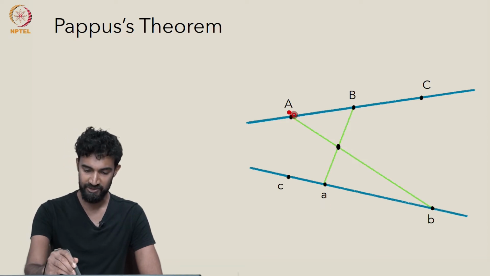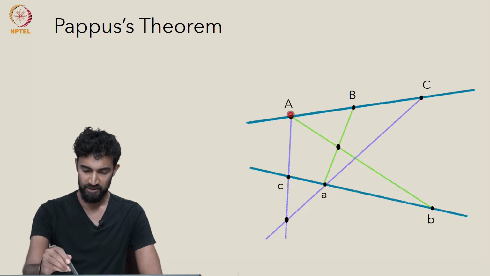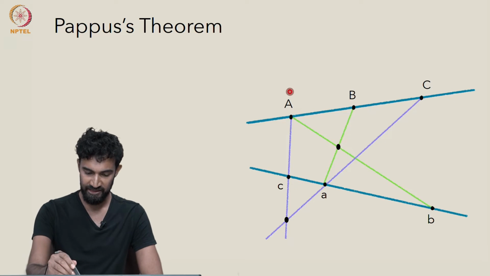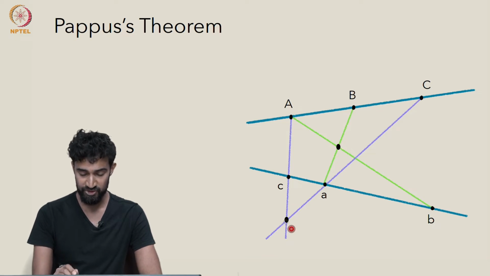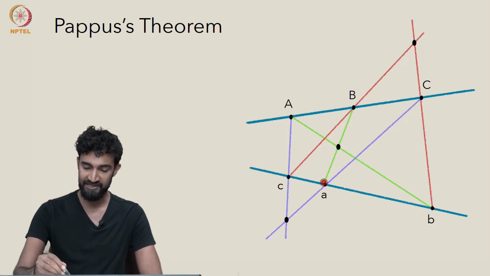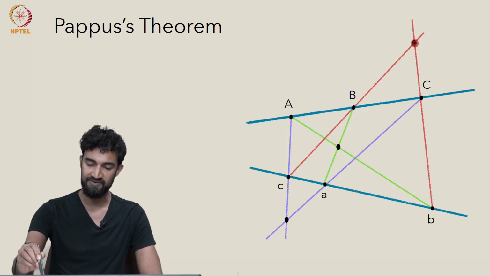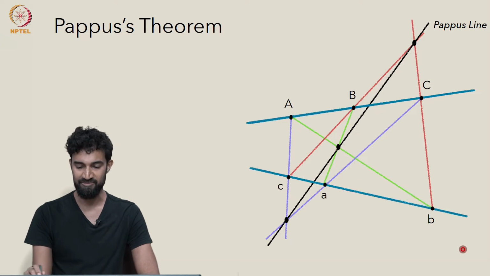Little ab with a little b, that's our X. A little b, a little c with c little a, that gives us a second intersection point. And finally, little cb with little bc, that gives us our third one. And this point and this point are indeed collinear. So we see the Pappus line again.